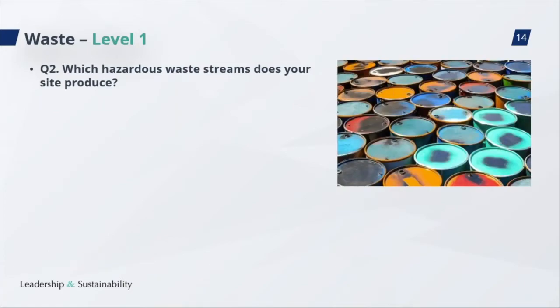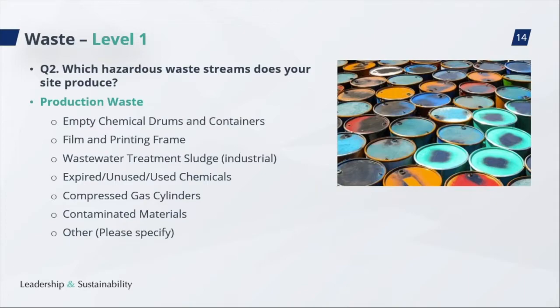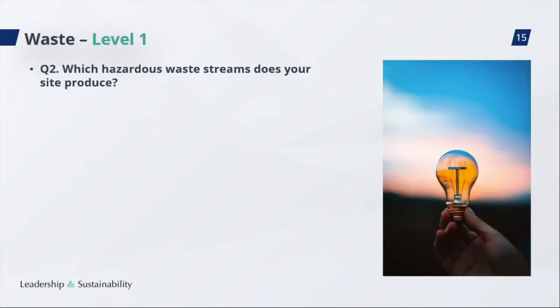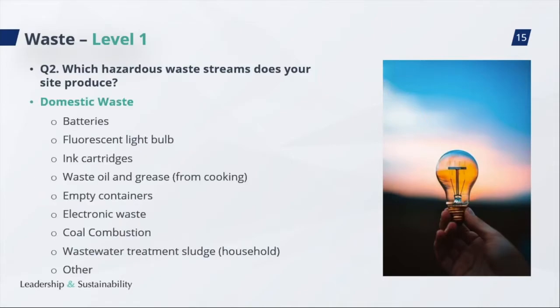Question 2 continues with the same question, but now for hazardous waste. It is expected that you list all the hazardous waste items generated from production, packaging, and domestic waste streams from your facility. All the items mentioned in the slide would come under the category of hazardous waste. You may have domestic waste, which is also hazardous, for example, batteries, fluorescent light bulbs, and many other categories. It would be essential to capture these waste streams from their source and include in the inventory.